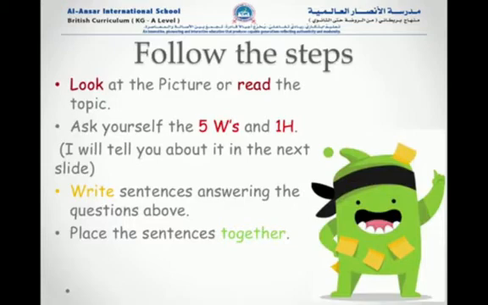Now these are the steps that you need to follow to write a paragraph. Step number 1, you will need to look at the picture or read the topic. Step number 2, you will ask yourself the 5 W's and 1 H, which I will revise with you in the next slide. Step number 3, you will write sentences answering the questions above. And step number 4, you will place the sentences together to make your paragraph.